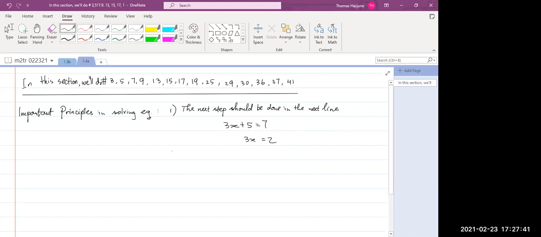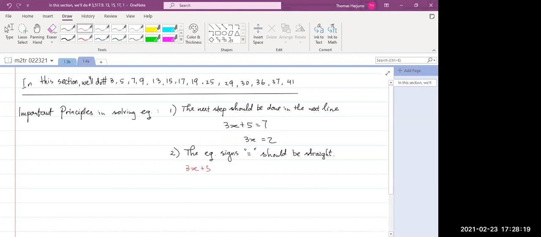Okay, the second principle: the equal signs should be straight. Now, of course, when we handwrite it, it's not easy to make it very, very straight, but at least you try. Okay, notice that my equal sign here, I try to make it straight. Okay, don't do it this way. This is the wrong way.